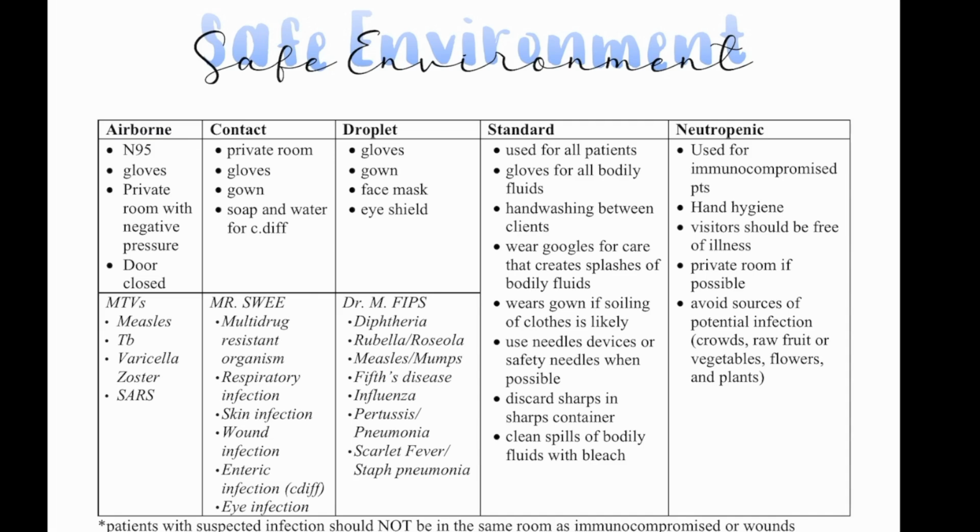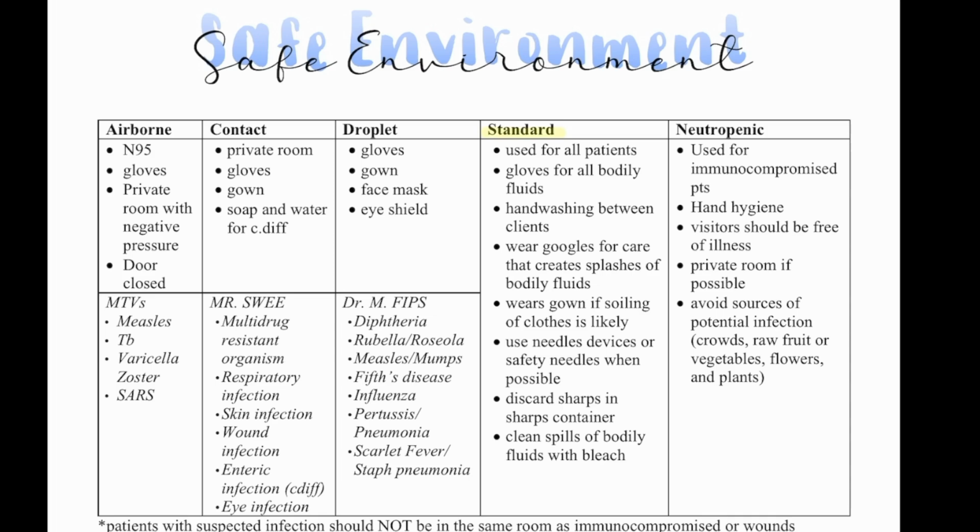The first thing we're going to discuss is a safe environment. This is a fundamental of nursing practice. So part of this is understanding different types of precautions. The first type of precaution we're going to talk about is the standard precaution. This is the precaution that we take for all patients.